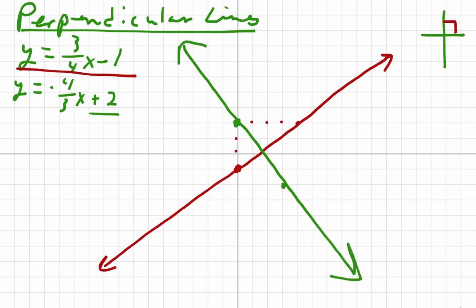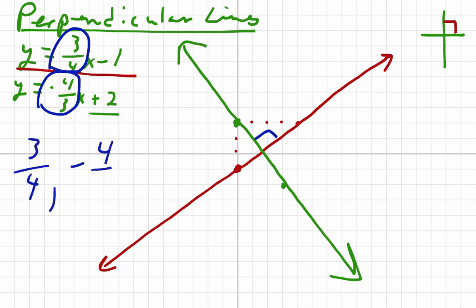So, since these are perpendicular, because I told you that they are, then these areas here are all 90 degrees. So if you look at perpendicular lines, what do you notice? Well, I notice that the slopes are opposites, meaning one's positive, one's negative, and they're also reciprocals. So one has a positive 3/4, the other one's a negative 4/3. So if you have two equations, and their slopes are opposites, one's positive, one's negative, and reciprocals, meaning you just flip the other one upside down, then the lines will be perpendicular.